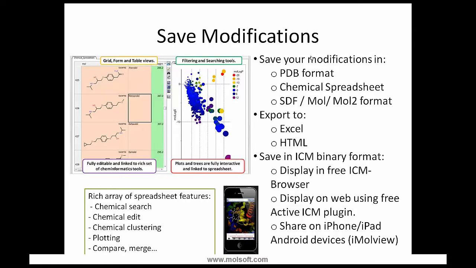You can export your chemical spreadsheet to Excel or HTML, or you can save the whole thing in a binary format, and you can share this with your colleagues who can view it in the free ICM browser, display on the web using a free ActiveICM plugin, or you can share on iPhone or iPad using iMolView, which is our mobile version of ICM. So once you've added it to a chemical spreadsheet, you also have the tools in the spreadsheet, such as chemical searching, editing, clustering, plotting, etc., which we showed 2 weeks ago.